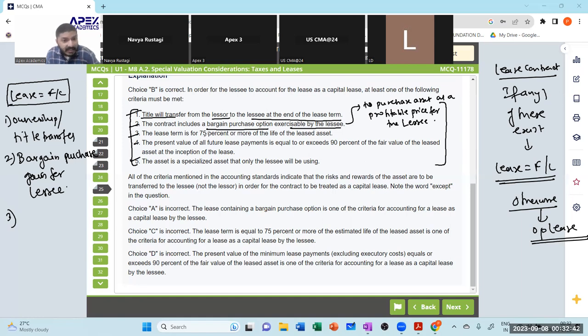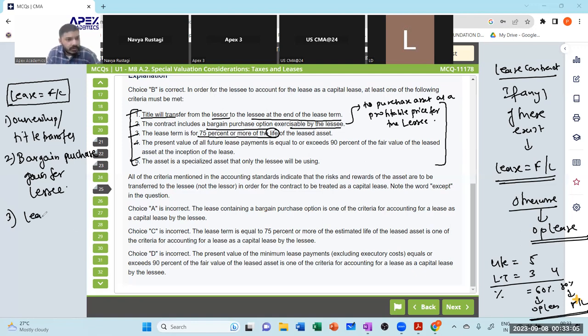Next, lease term is 75% or more of the life of the leased asset. Life of leased asset is 5 years. Lease term is 3 years. What is the percentage? 60%. What is this? This is an operating lease. 4 years. What is the percentage? 80%. What is this? Finance lease. Do we understand? Yes or no? Yes, sir.